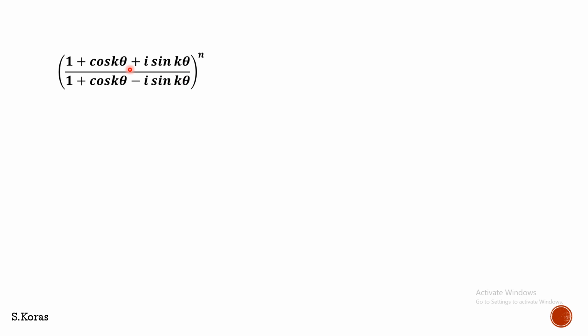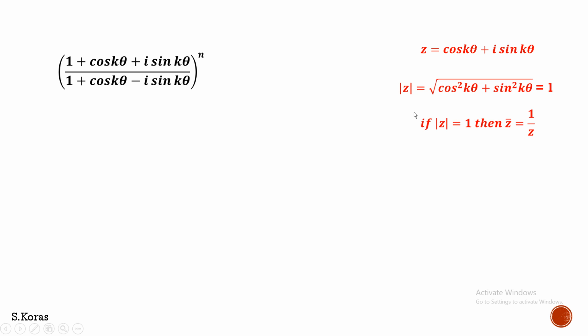Now is it possible for us to link this z and z bar? Yes, because if you take the modulus of this, for example, for this cos k theta plus i sin k theta, which we have considered as z, its result is 1. We know very well, if the modulus value of a complex number is 1, then its conjugate will be equal to 1 by z. So for any complex number, if the modulus value is equal to 1, then its conjugate will be equal to 1 by z. So this is our complex number, this is its conjugate. So the complex number is z and its conjugate z bar is equal to 1 by z.